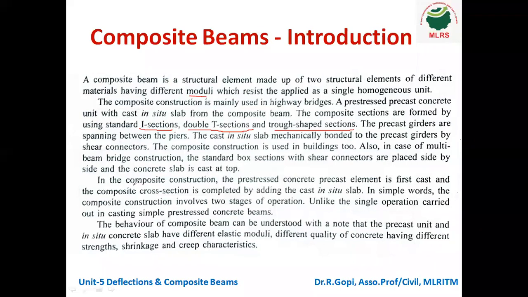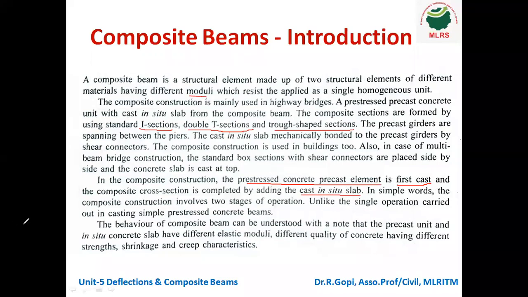In composite construction, the prestressed concrete precast element is first cast. So what do we have to cast first? The prestressed concrete precast element, that means the bottom portion element. The composite cross section is completed by adding the cast in situ slab. At the bottom it may be an I section or T section, and at the top we provide the cast in situ slab.